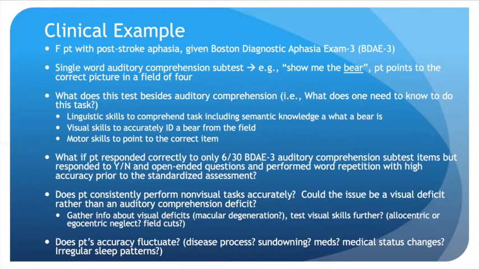So what if the patient responded correctly to only 6 out of 30 auditory comprehension subtest items, but responded to yes, no, and open-ended questions and performed word repetition with high, consistent accuracy prior to the standardized assessment?